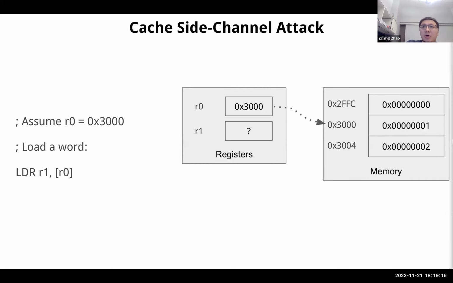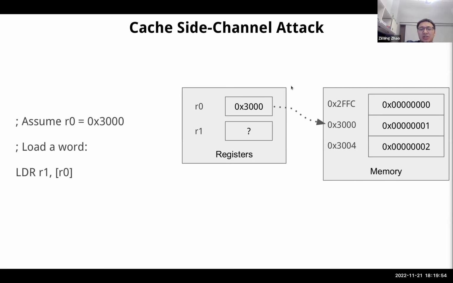So here is how the cache side channel attack works. I'm using ARM as an example. Here we just have one ARM instruction, a load instruction. The first operand is the destination and the second is the source. The destination is register R1. The source is a memory location, and the address is in R0. So R0 is a pointer here, right?